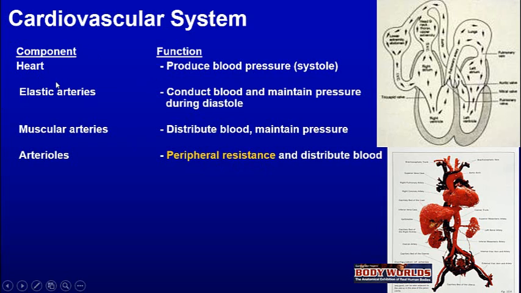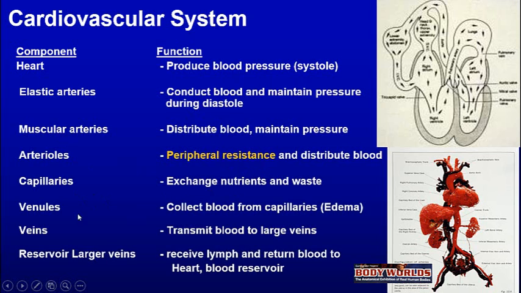There's a pulse in elastic arteries, muscular arteries, arterioles, but no pulse occurs in the capillaries, which is the next one. And that's important for metabolic exchange of nutrients and waste. And then we have venules, which collect blood from the capillaries, and the venules are also a source of edema. You get stung by a bee, it swells up, it's leaking at the venules. And then the veins carry blood back to the heart.